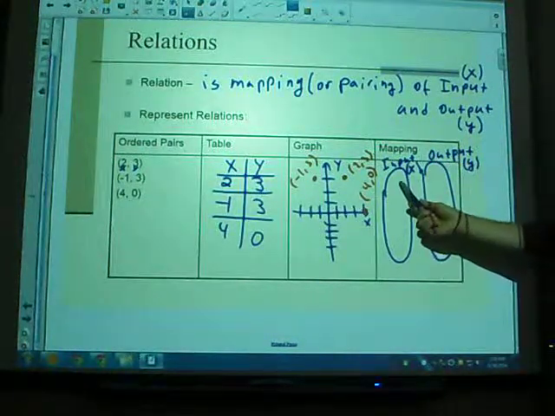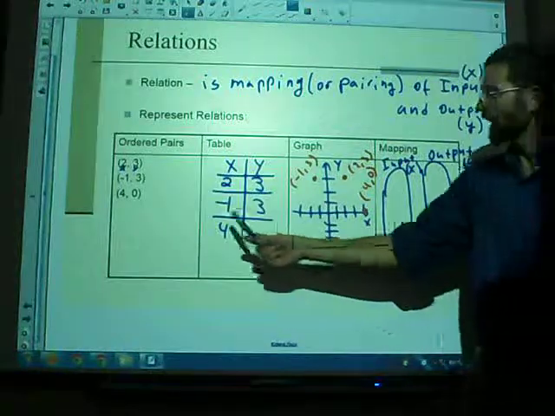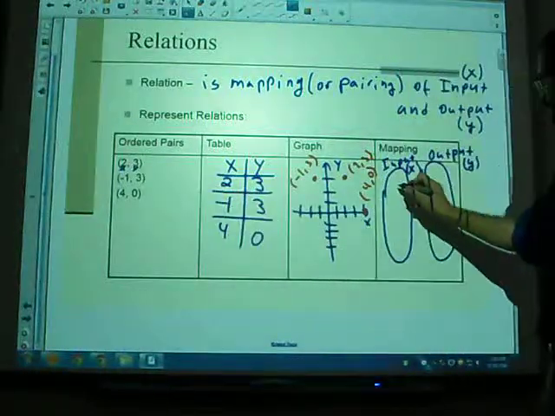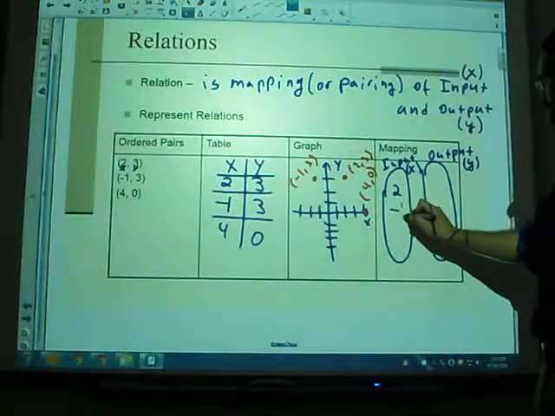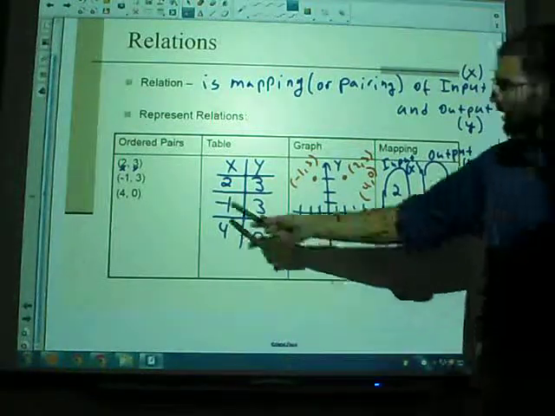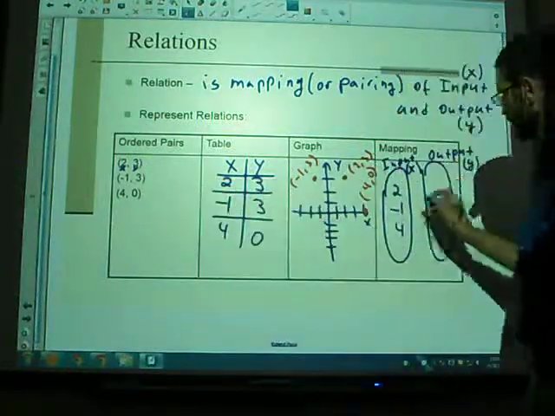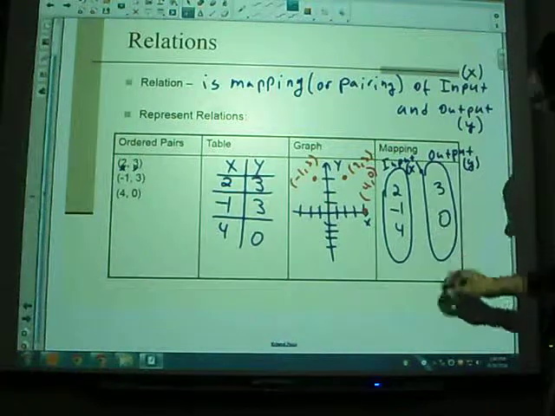And we plot the points in these ovals. Now, if the points repeat, we do not repeat them. So 2, negative 1, and 4, in this case nothing repeats. But here we have 3, 3, and 0, which means we put 3 only once.